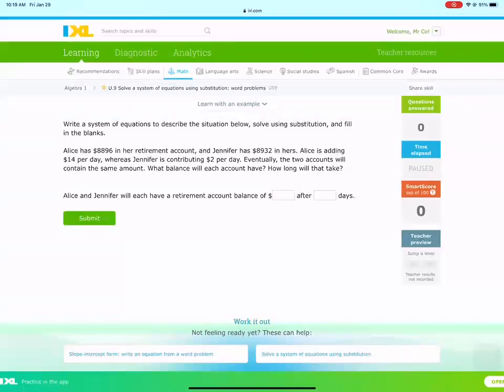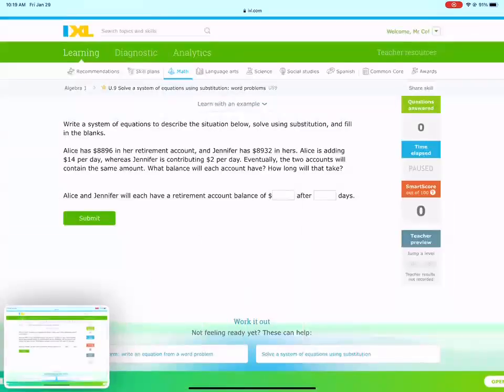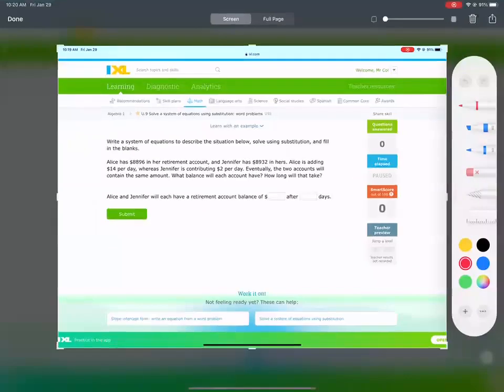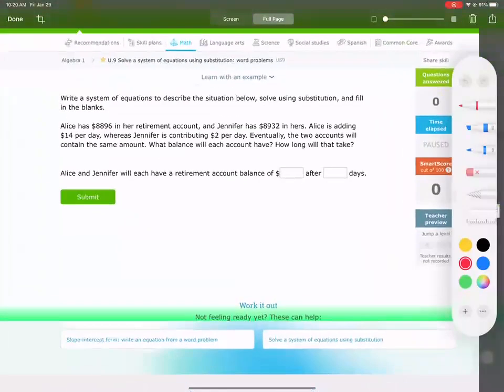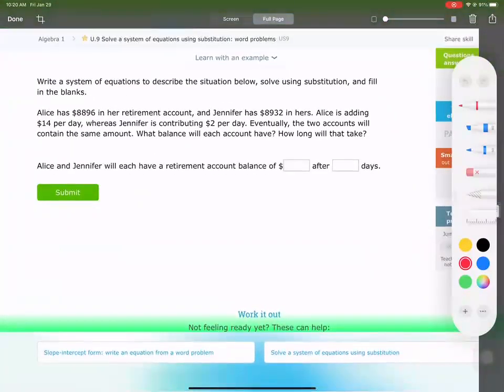Okay, hi everyone. So today we're working on solving a system of equations using substitution in relationship to word problems. I've got a word problem right here, and we'll go ahead and map it out. Today we are not going to graph, we are going to solve it using substitution, and that's our big method today.